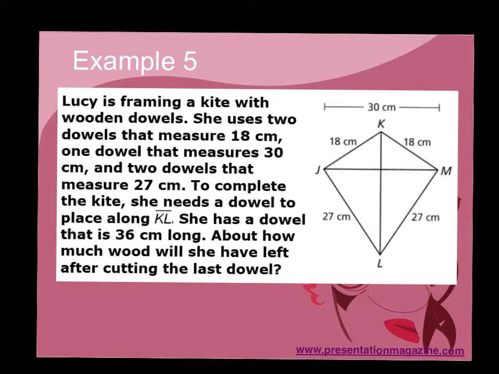So they labeled it out for you. You've got 18 and 18 on the two sides, 27 and 27 on the other two sides. And I know straight across here is 30. So she needs to complete the kite, which means she needs that KL, correct? How could I find it? What do you know about the diagonals? Well, before you even know that, because yes, that's true, but what else?